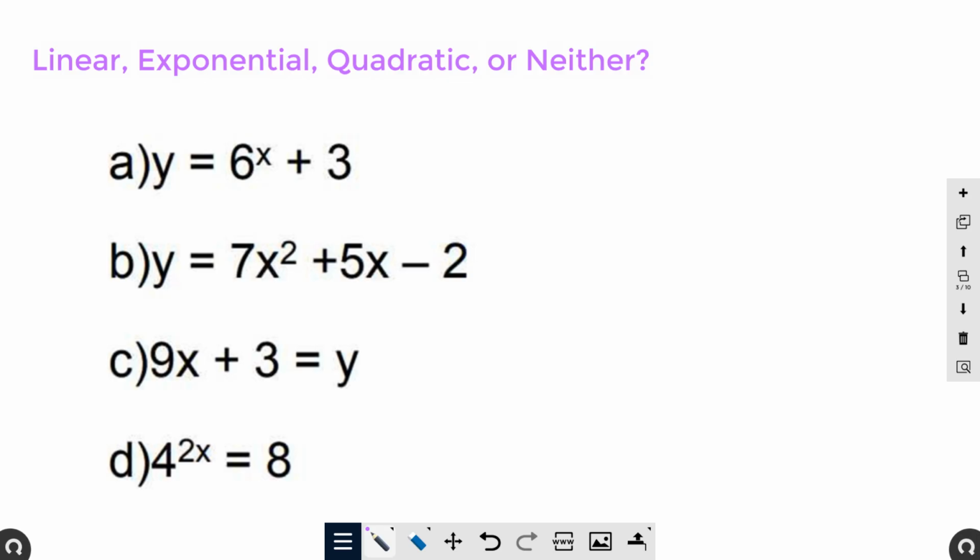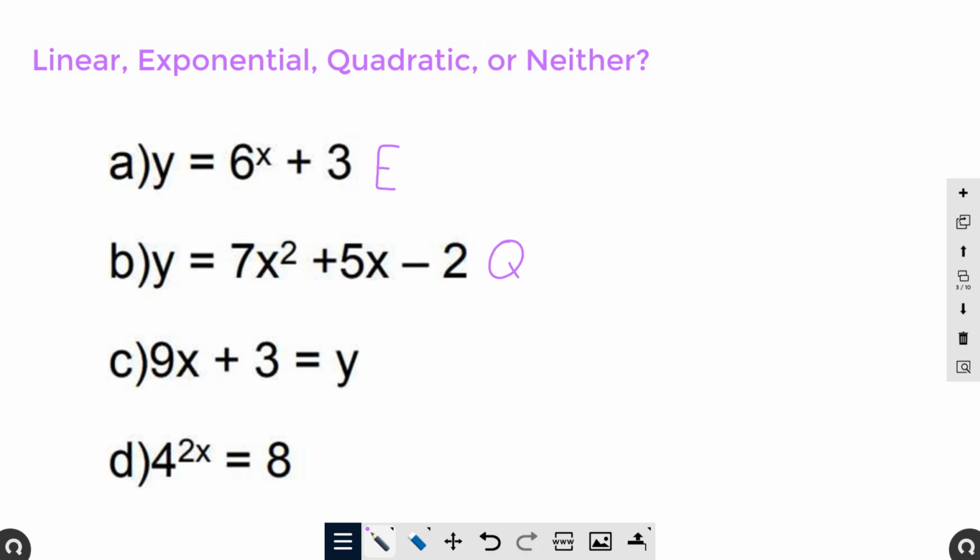Here we go. Okay, let's talk about them real quick, and then you can write them down as examples. What about this first one? What kind of problem is that? Exponential. Why is it exponential? It's got, not the squared, but it's got x as an exponent. Good. Example 2, what do you think that one is?